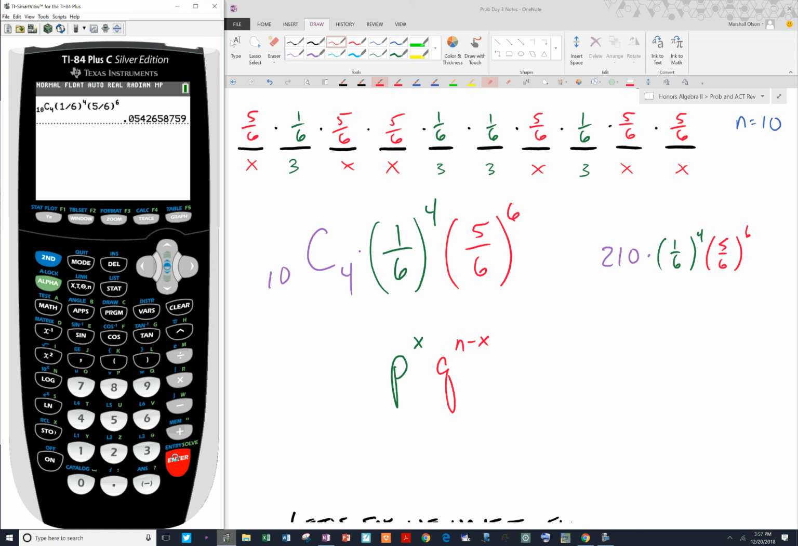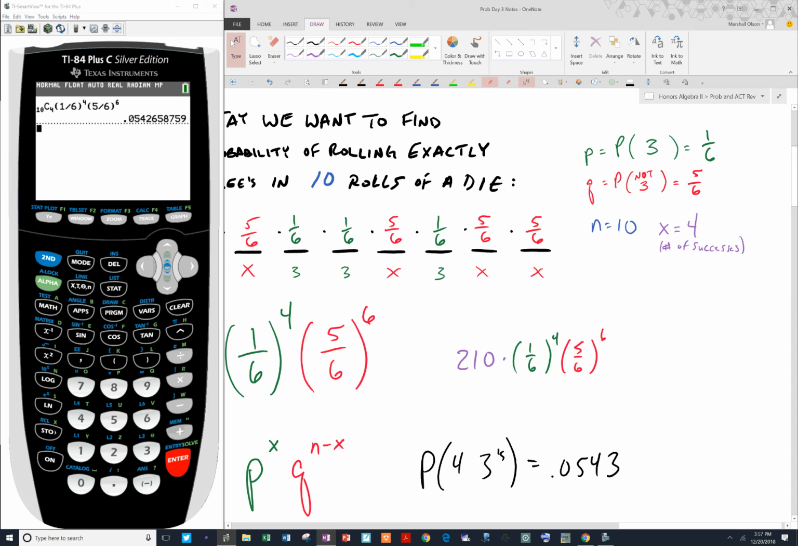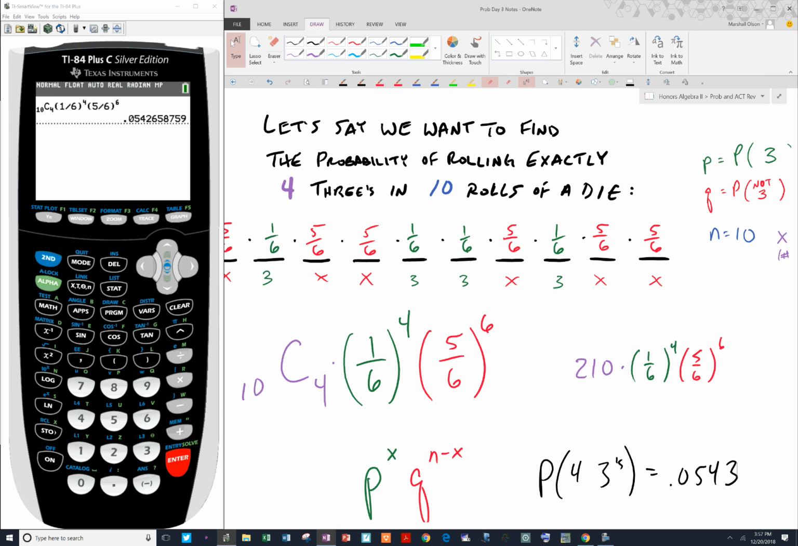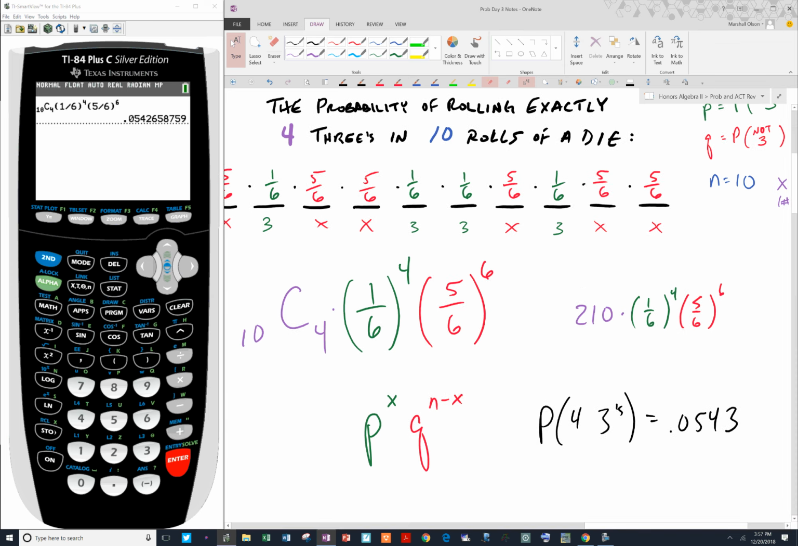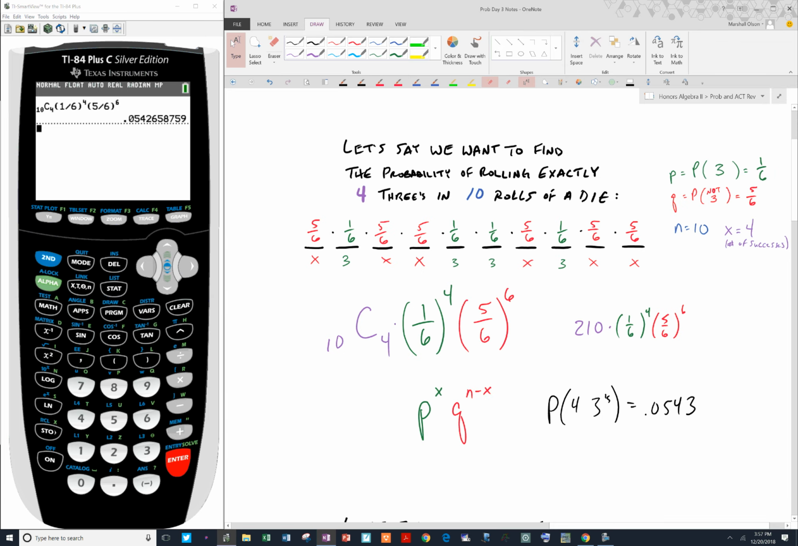So when I hit enter, there's the probability of getting exactly 4 6s, or I'm sorry, what were we rolling to get? 3s. Okay. In those 10 trials would be 0.0543. We'll just round that to the 10,000ths there. Okay, so that would be the probability of getting those 4 3s, and obviously it wouldn't matter what digit you were going for on the die, it would be the same probability. But that is the general setup here.